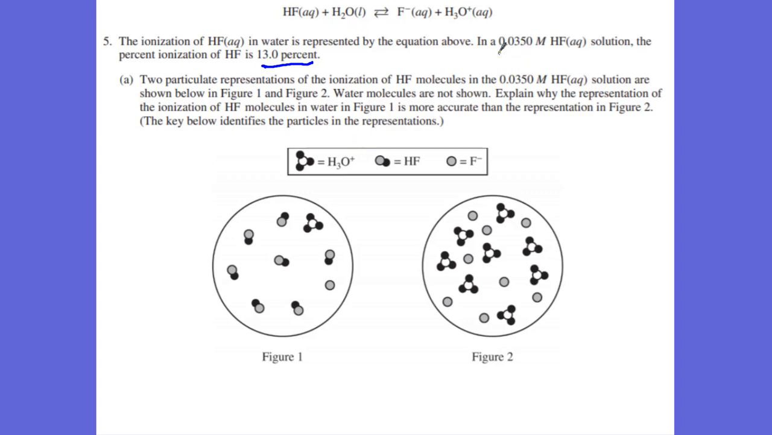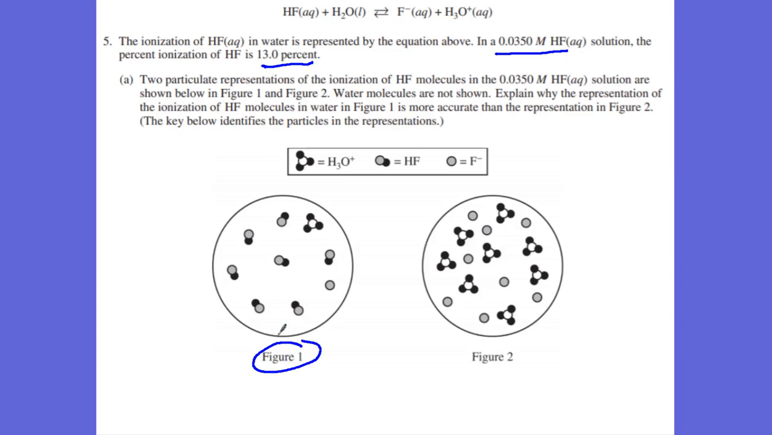It's therefore a weak acid. We only have 0.035 molar of the HF. It's a weak acid, and you can see which one looks like a weak acid. What do we know about weak acids? They do not dissociate 100%, which means figure 1 is going to show my weak acid.